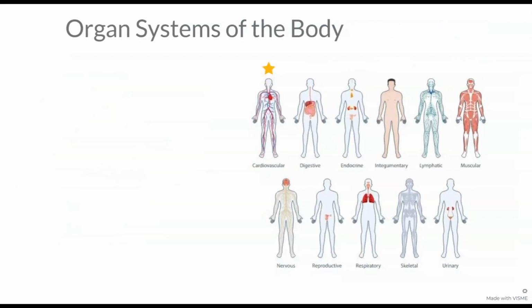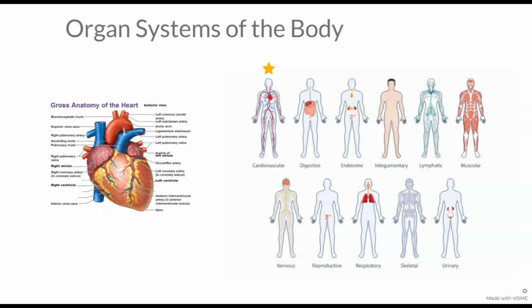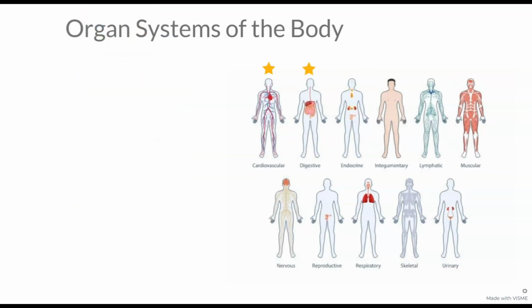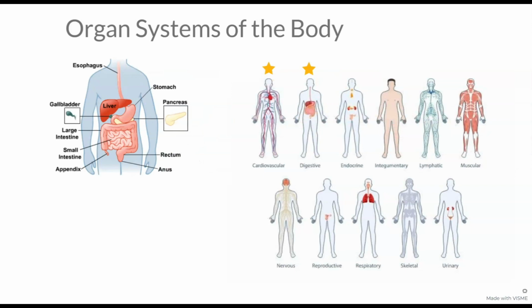So let's take a look at the organ systems of the body, starting with the cardiovascular system. The cardiovascular system is made up of the heart and blood vessels, and it's using blood to transport oxygen, nutrients, hormones, and other substances around the body. The digestive system, and the most common organs that you're familiar with there are the stomach and the intestines. It breaks down food and delivers the breakdown products to the blood to be sent to all the body's cells.